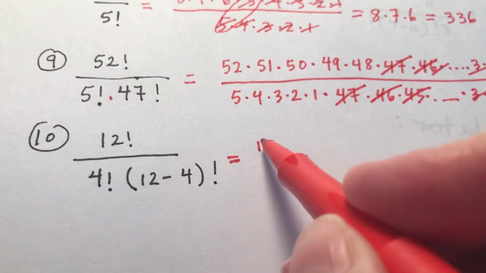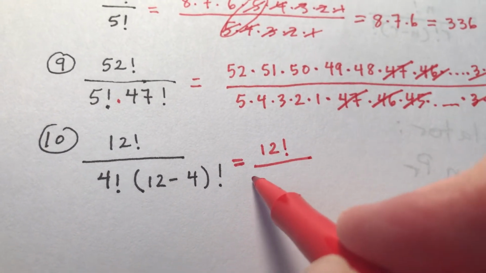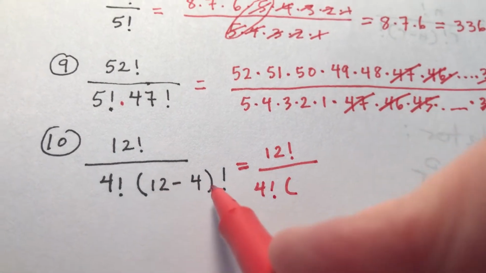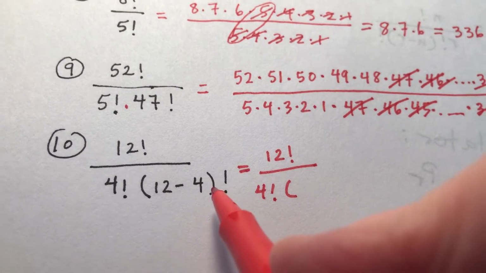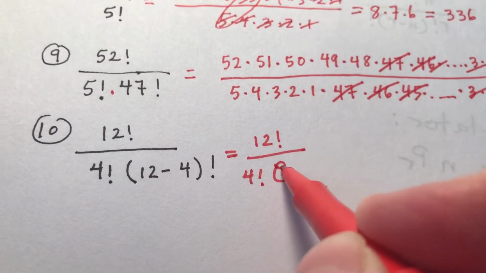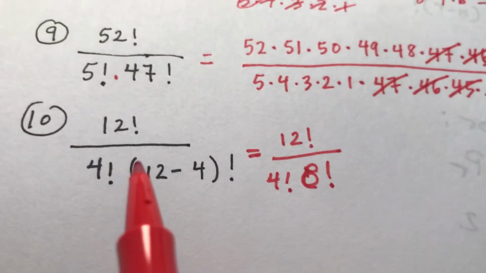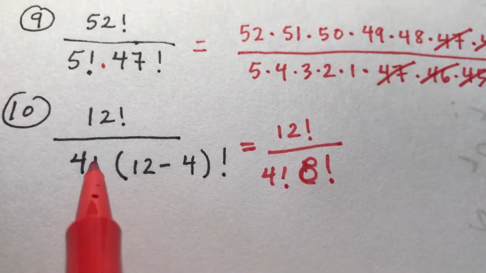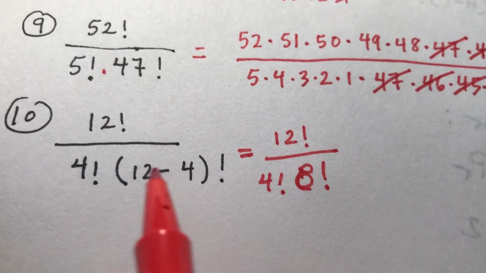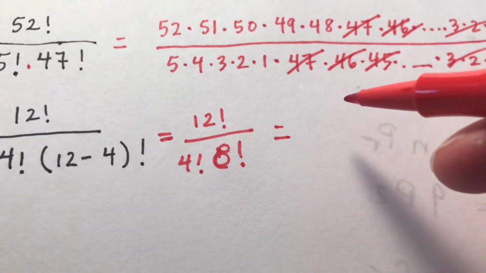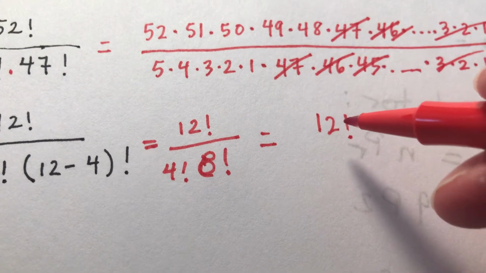So this is 12 factorial over 4 factorial. The first thing I want to do is do 12 minus 4. And 12 minus 4 is just 8 factorial, like that. So you want to do the parentheses first. You can't distribute, not allowed. You have to do 12 minus 4. So this gives 12 factorial.